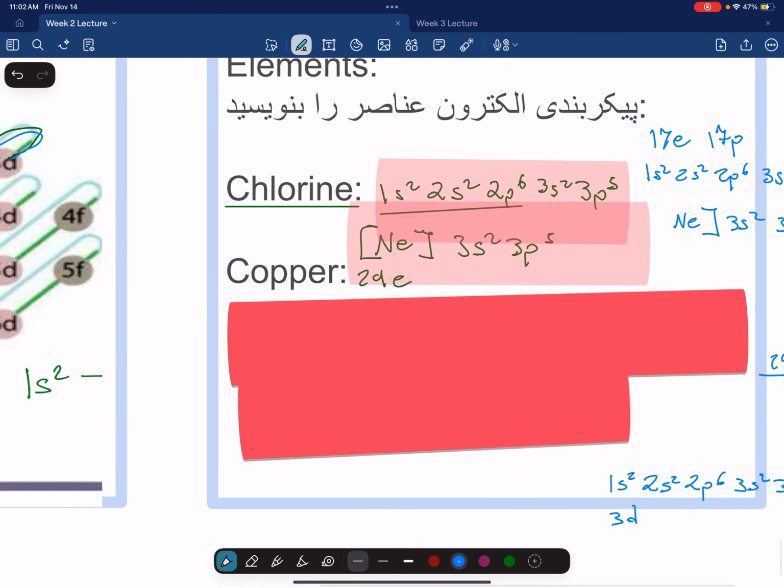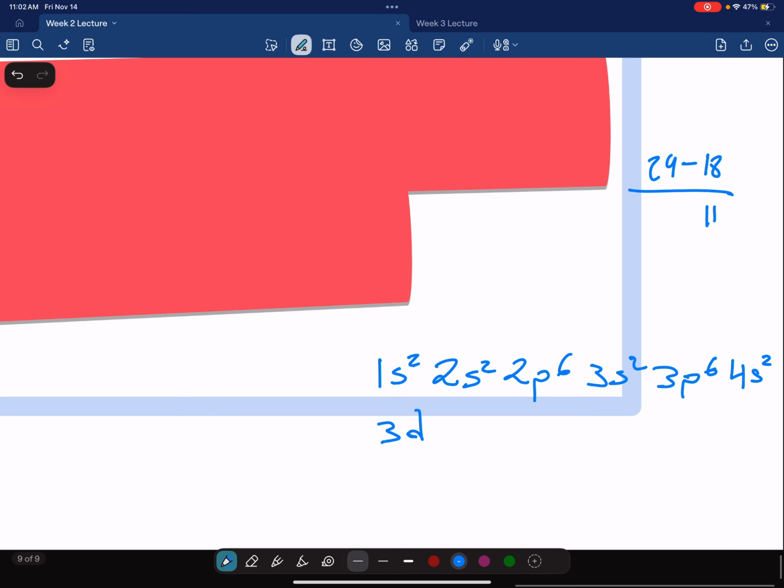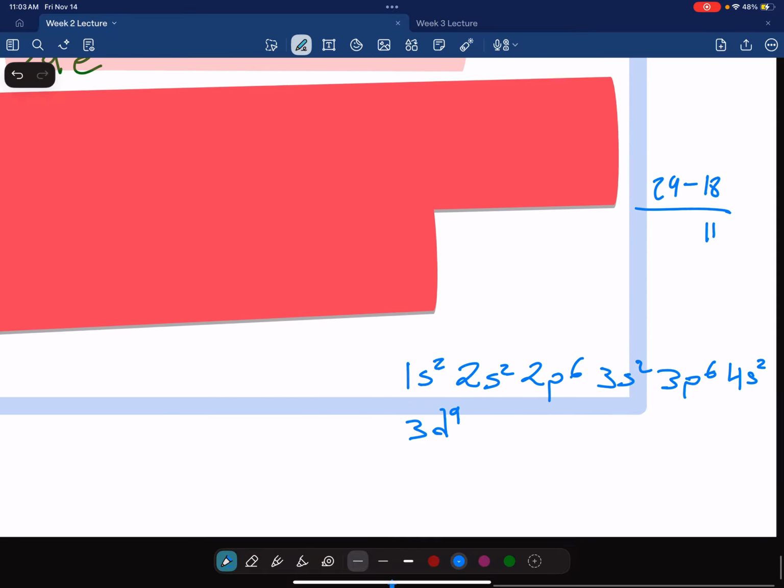But how many electrons are we missing for this one? So we already have 4, 10, we have 12, we have 18, and we have 20. So we only need to represent 9 more. So even though the d shell can hold a total of 10, we're only going to write 9 because that's the total amount. So this brings us to our answer: 1s2, 2s2, 2p6, 3s2, 3p6, 4s2, 3d9 for our copper.